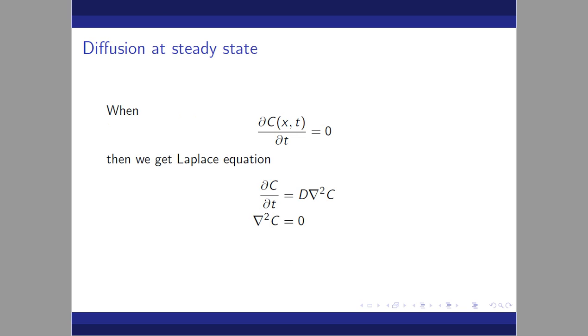Okay, diffusion at a steady state. So when dc(x,t) over dt equal to 0, maknanya jumlah yang masuk sama juga jumlah yang keluar. Okay, so we are going to have the Laplace equation. Again, this one is from our advanced method. dc over dt equal to D nabla squared c. So nabla squared c equal to 0.